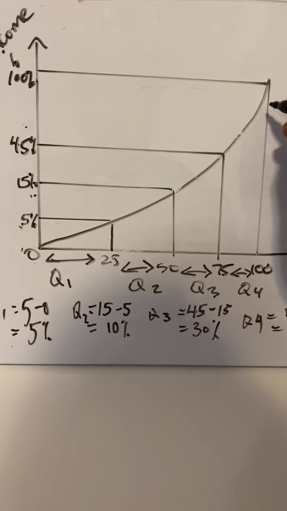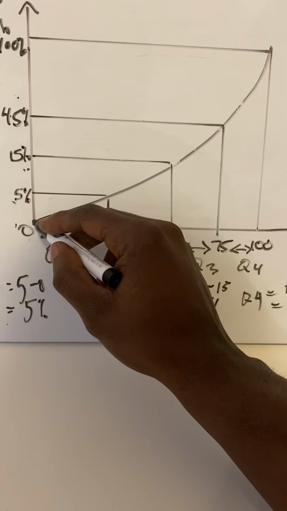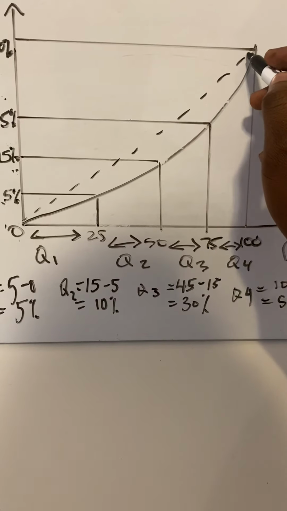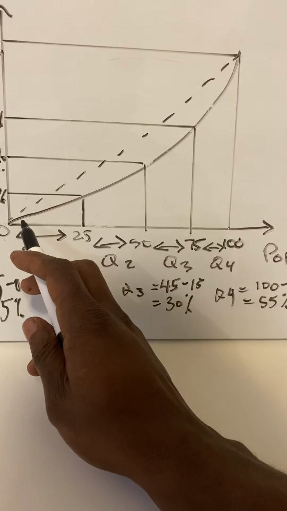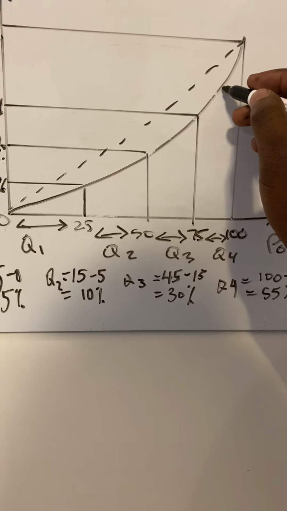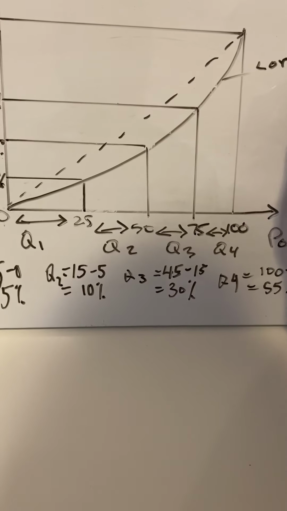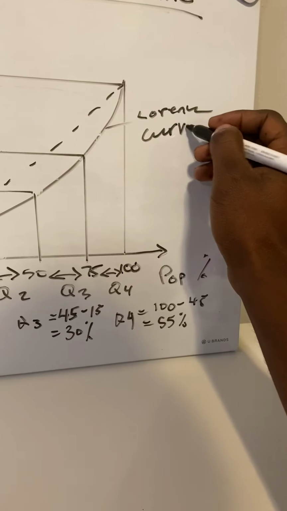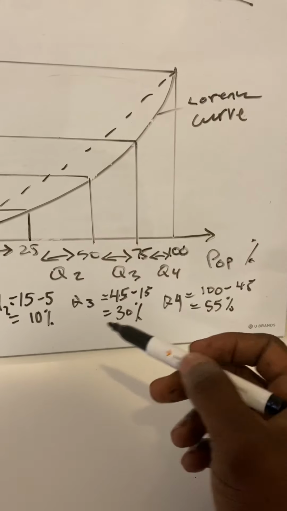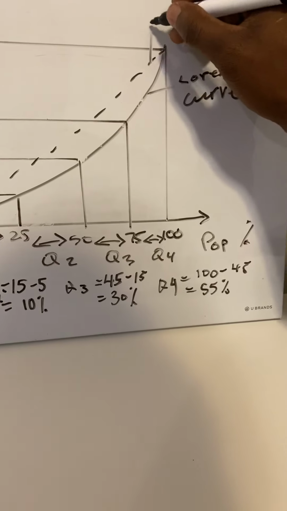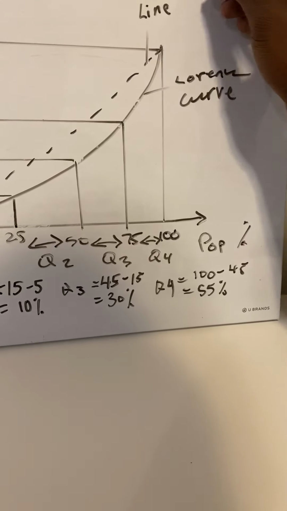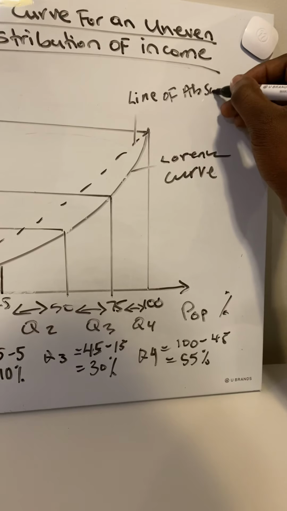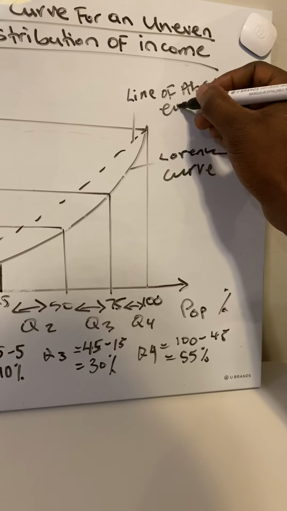So remember, the line of absolute equality would be right here, because it's a 45-degree, right? But our Lorenz curve doesn't fall on the 45-degree line, right? So this is our Lorenz curve. All right, so that's our Lorenz curve, which falls below the line of absolute equality, which is this line.